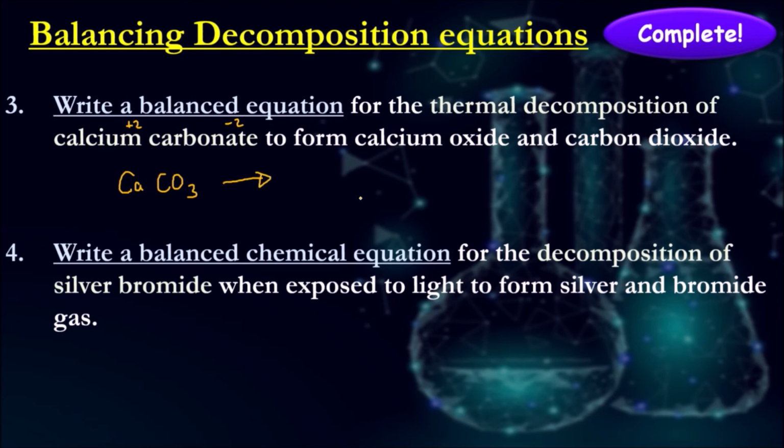They decompose into calcium oxide. Calcium oxide is CaO, so CaO. Again, calcium here is 2+, oxygen is 2-, so we don't have to do anything here. And carbon dioxide, CO2. So there we go, straightforward enough.